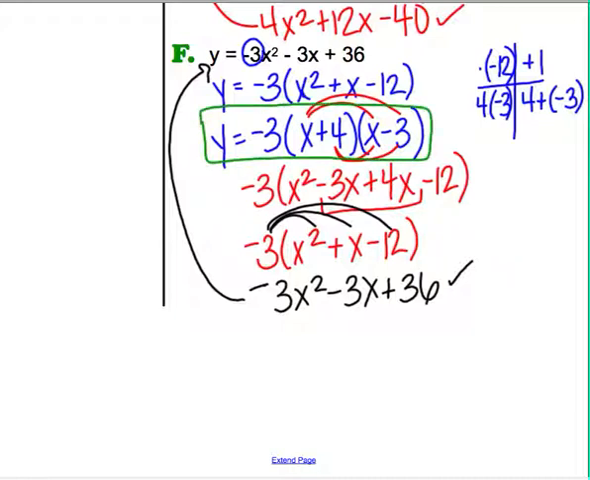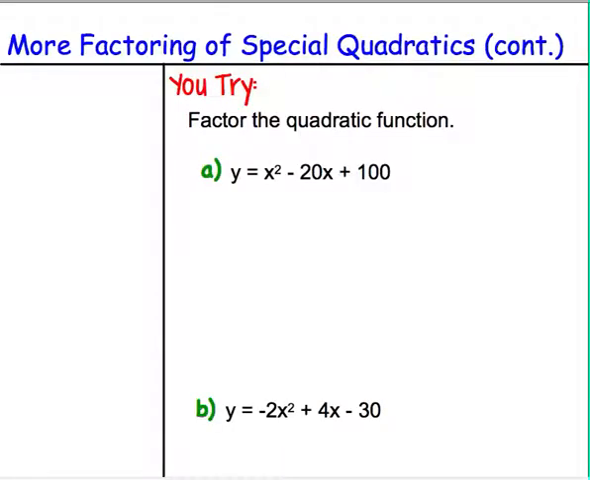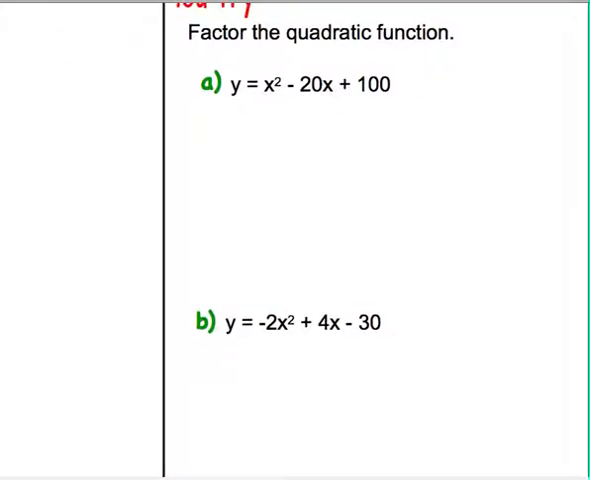Remember, what we do after that is just a check. So what you need to do is work on factoring these two special quadratic functions for tomorrow. Bring your questions with you to class.